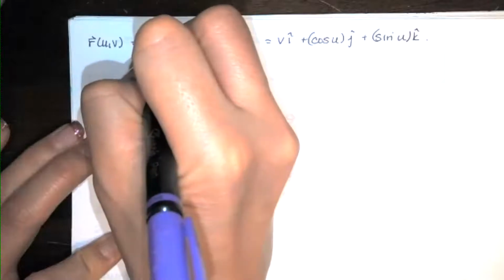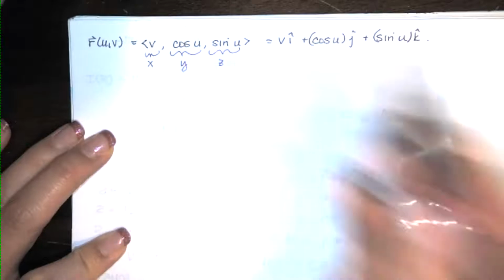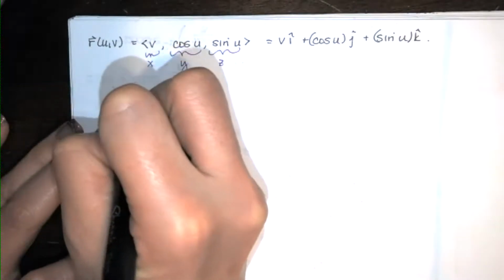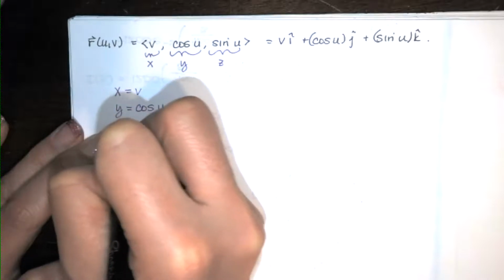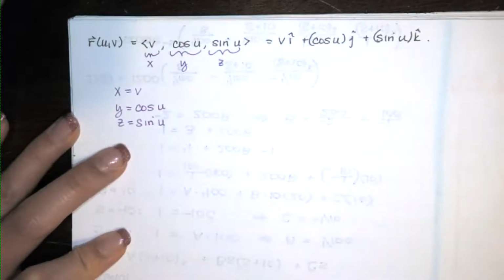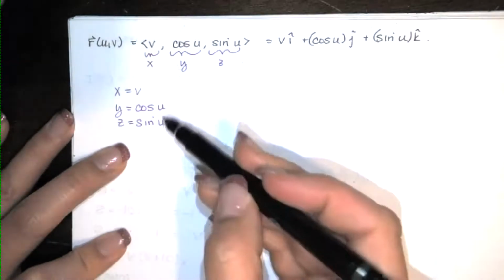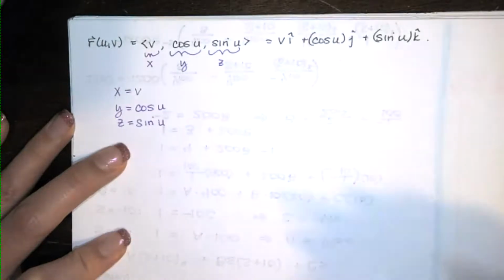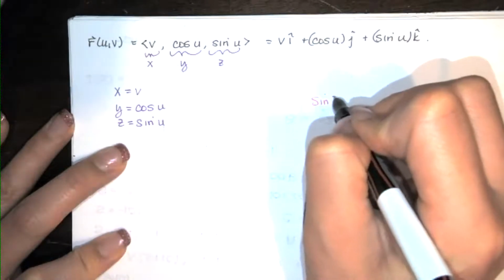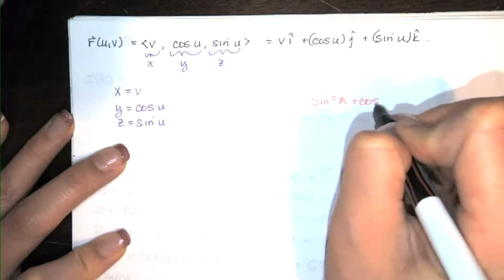I would identify my x, my y, and my z. There's my x, there's my y, and there's my z. That's my x component, y component, and z component in terms of u and v. And I see I've got cosines and sines again. This time I've got cosine and sine of u. Since both of those angles are the same, we can use our Pythagorean identity again. We know that sine squared of some angle plus cosine squared of the same angle is 1.